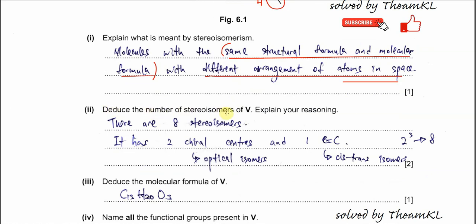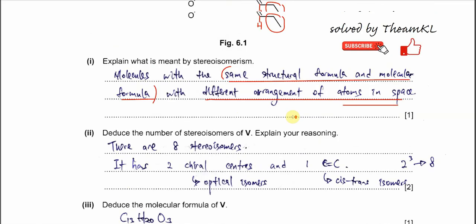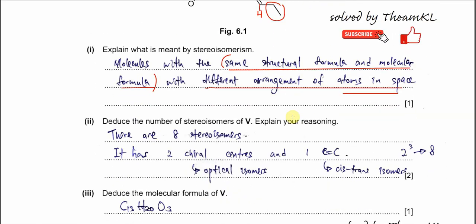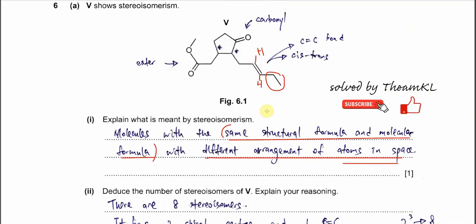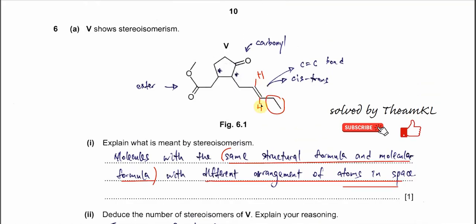Deduce the number of stereoisomers in V. Explain your reason. Most of the answers, of course, will give 6 stereoisomers. But actually it's 8 stereoisomers. Okay, so let's focus on this structure and find the stereoisomers from this structure.